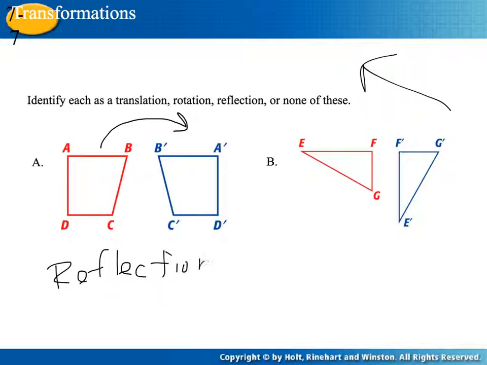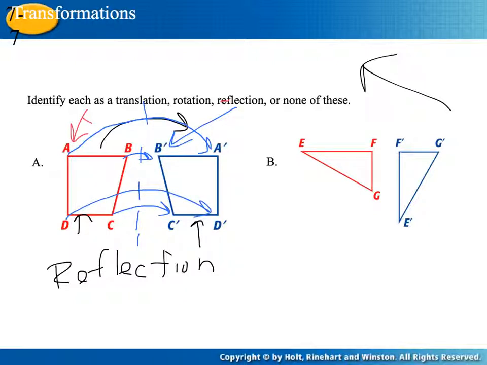Remember, I'm going from my red figure here to my blue figure. How do I know which one I go from? I always start with the one with no prime, and I go to the one with the prime. Again, here's that line where it would have gotten flipped. Notice how B turns into B prime. A goes all the way over for my A prime. C flips over here. D flips over to my D prime.